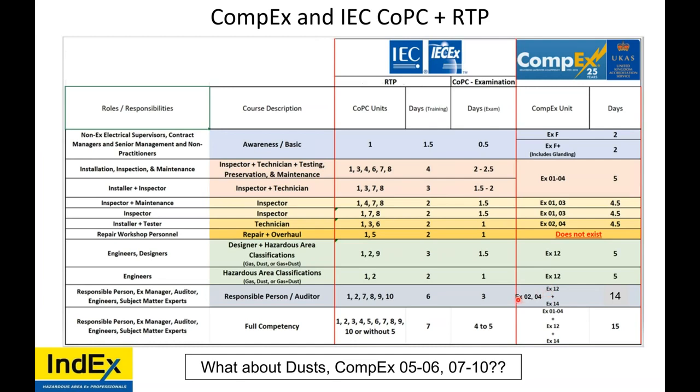So if we were to compare the two big ones within the industry, that can be confusing. There's 10, 11 units for IECEx COPC. Well, CompEx, a lot of people know CompEx because it was the first in the industry. It's a company-driven scheme, while the IECEx COPC is driven by the standards. Now, what about dusts? What about these other CompEx units? Well, that's another 5 days, another 4 days. These can be perhaps more flexible within IECEx COPC.